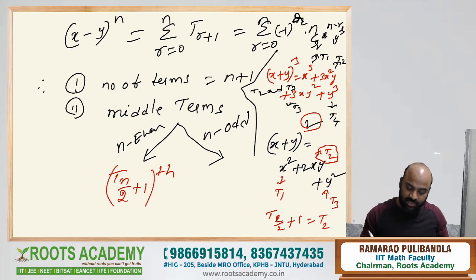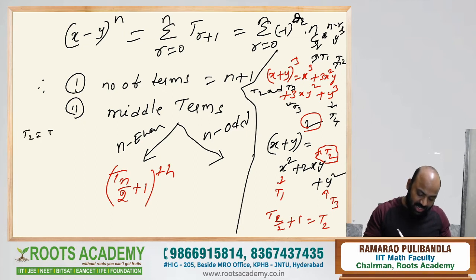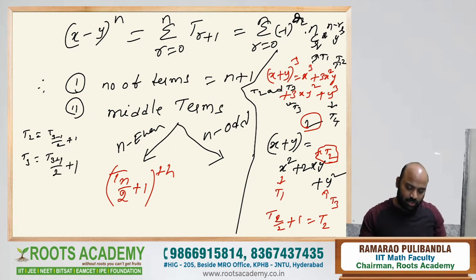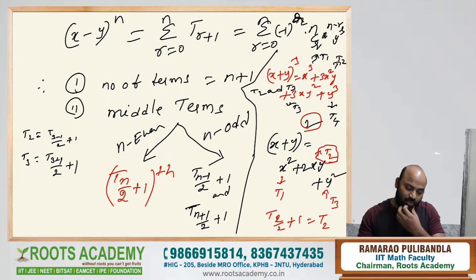How do you get T2 and T3 when n is odd? T2 is nothing but T of (3 minus 1) by 2 plus 1, and T3 is nothing but T of (3 plus 1) by 2 plus 1. So I can write here, I'll get two middle terms, T of (n minus 1) by 2 plus 1 and T of (n plus 1) by 2 plus 1. So when n is even, we have one middle term. When n is odd, we have two middle terms. I think all of you got it, students. Are you able to follow me?